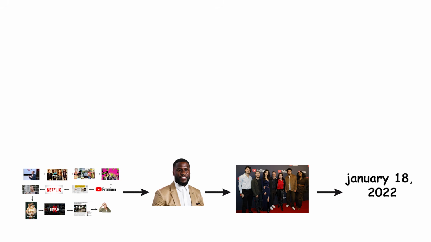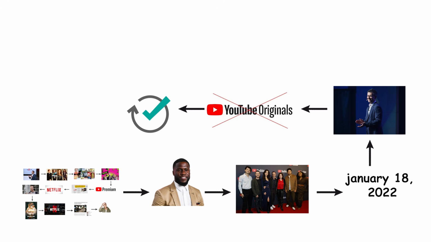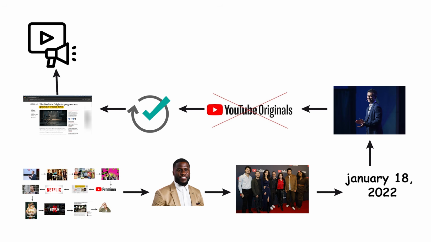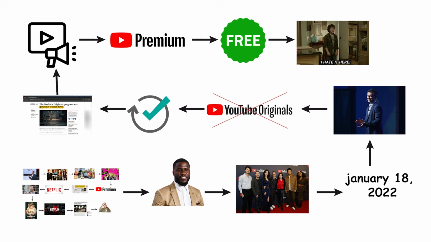On January 18, 2022, YouTube's chief business officer Robert Kyncl announced YouTube Originals was shutting down, with remaining contracted shows completed, and then the program wound down. The content that had been behind YouTube Premium was made free before the shutdown. Then most of it quietly disappeared from the platform as contracts and licensing agreements expired.